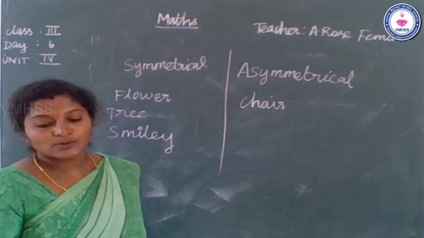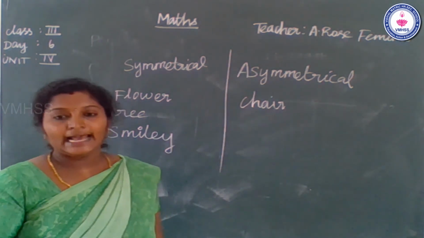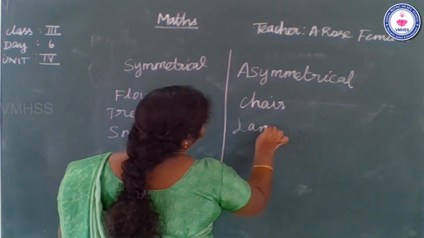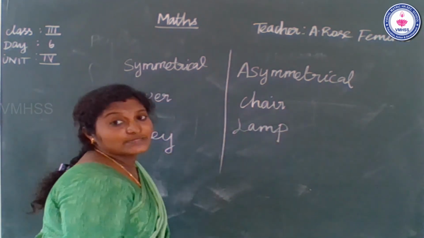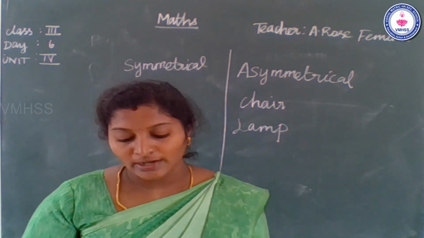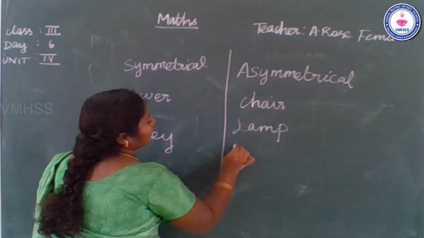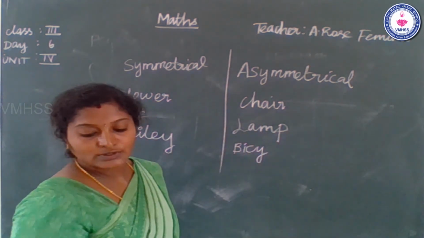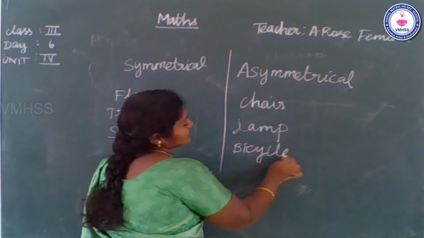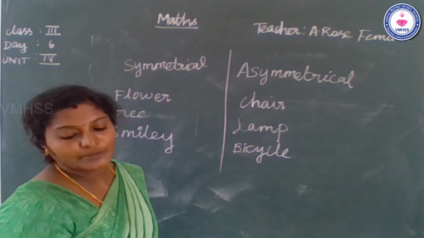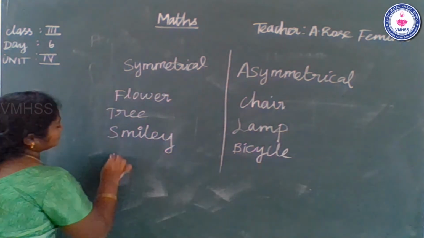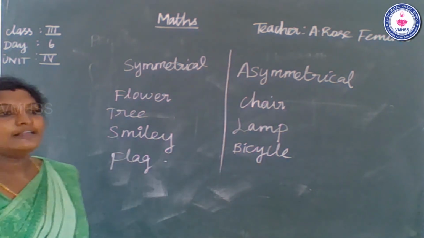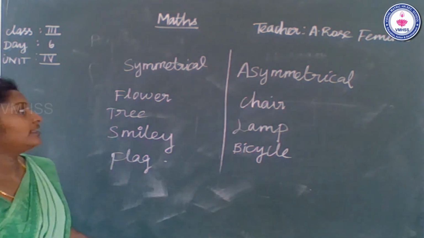Smiley. Okay, so what is the next picture? Lamp. Lamp is also a symmetry. So what is the next picture? So bicycle. Bicycle is asymmetry. So what is the next picture? Flag. So flag is divided into two, symmetrical. So this is symmetrical.